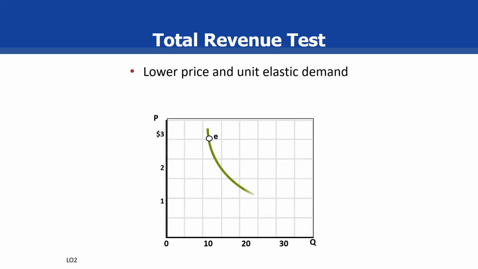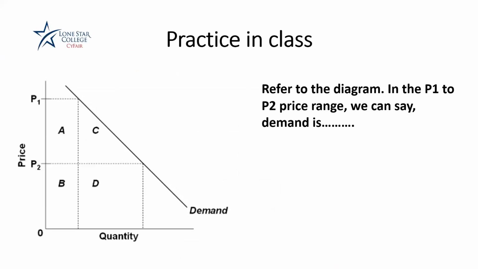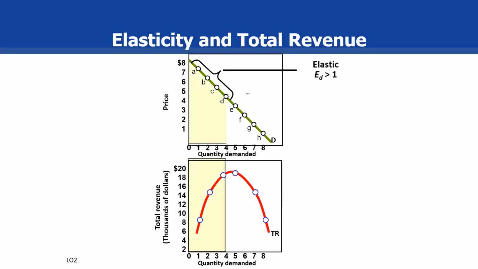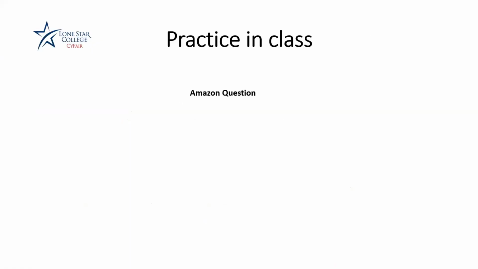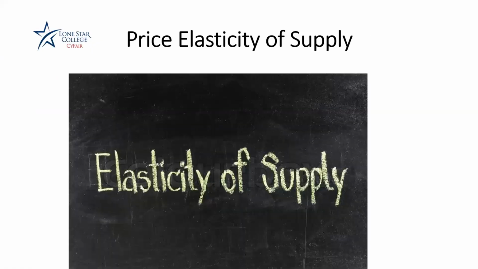For unit elastic, then the price is $3 in this example. The total revenue is $30. If the price goes down to 1, your total revenue is again $30. So your total revenue didn't change. However, the price went down, suggesting that the demand is unit elastic. Okay. So that was pretty much it about the price elasticity of demand.